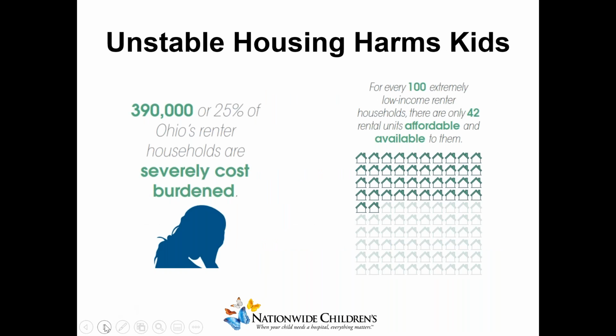One of the other issues with unstable housing is the availability of affordable housing units. Right now, about 25% of Ohio renter households are severely cost burdened. That's a quarter of all renters in Ohio, which is pretty significant. And for every 100 low-income renter families, there are only 42 rental units affordable and available to them, so less than half. That's quite a large discrepancy, which further leads to the negative aspects of those social determinants of health.